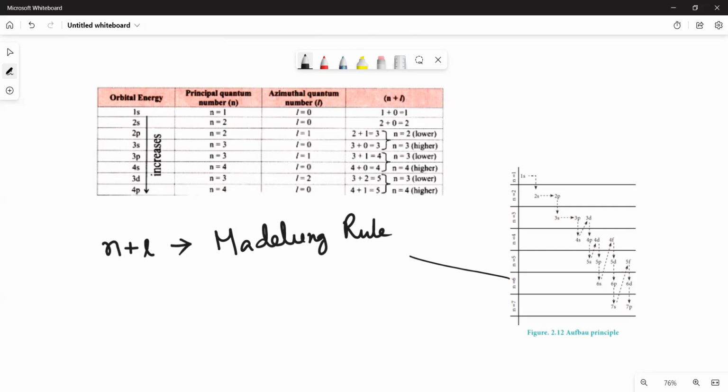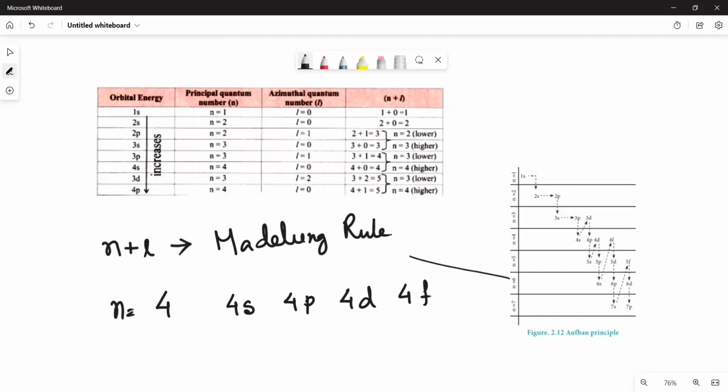Actually, it has been made from Hund's rule as well as the Pauli exclusion principle. So what is this? If we take a single principal quantum number, say principal quantum number equal to 4, then what can we write? In 4, it has 4s, 4p, 4d, as well as 4f, right?